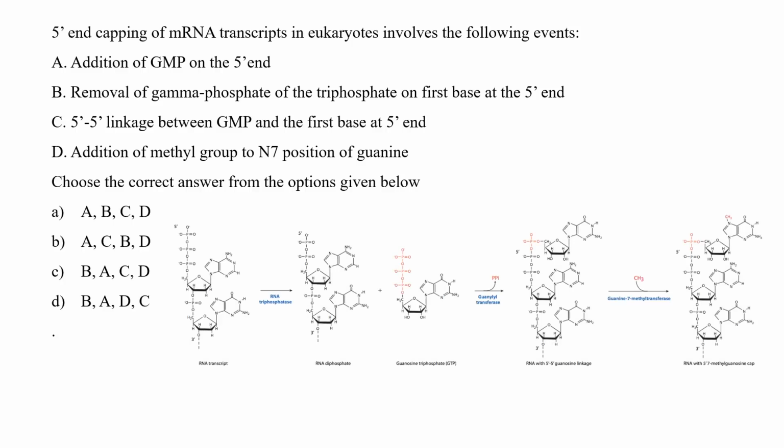If you see it in the figure, the steps of 5' capping are: first, gamma phosphate removal at the 5' end; second, the addition of GMP at the 5' end; third, condensation of GMP with beta phosphate at the 5' end. Last, the addition of a methyl group at the N7 of guanine. If you arrange these sequentially, then step B comes first, A second, C third, and D last. So B, A, C, D has to be the correct option, that means option C.